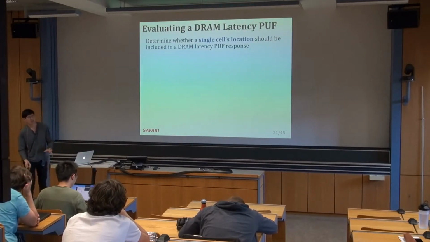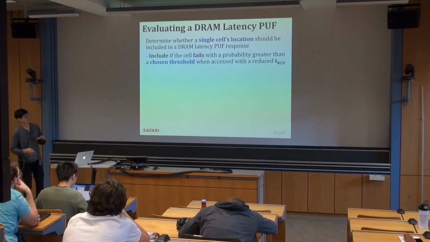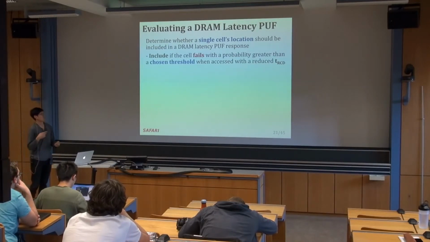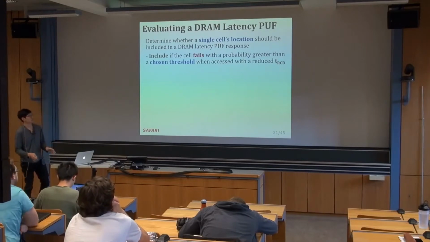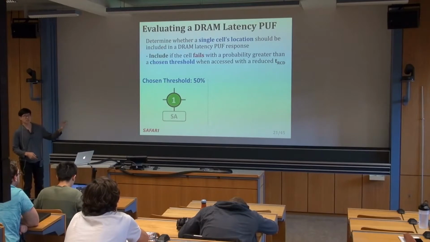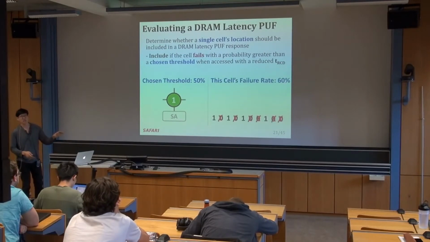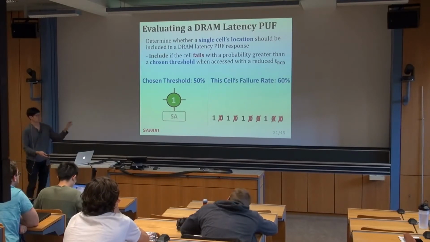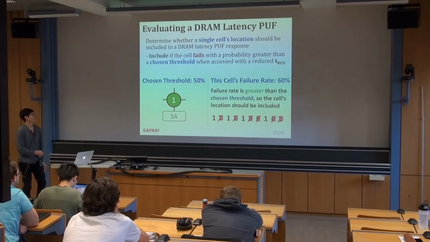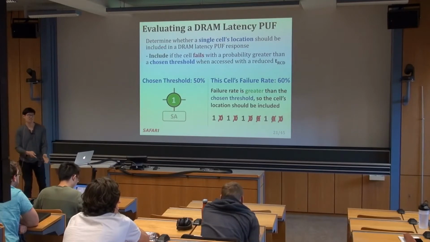So now we'll talk about how to determine whether a single cell's location within a region should be included in a DRAM latency PUF response. We decide to include the cell if it fails with a probability greater than a chosen threshold when accessed with a reduced tRCD. In this example, we choose a threshold of 50%. We read out the data n number of times, and then we determine the number of times that it fails. Here we see that it fails 60% of the time, so we do include it. The failure rate is greater than the chosen threshold, so the cell's location is included in the PUF response.